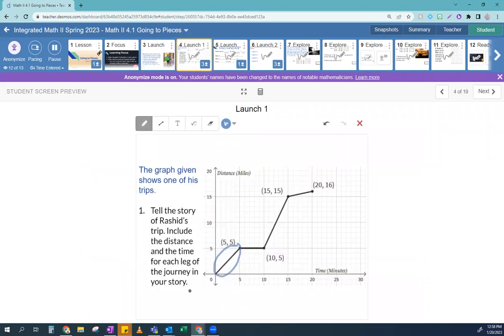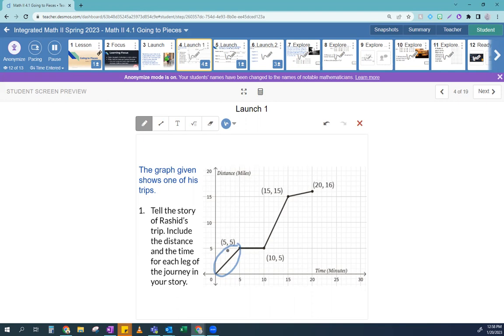So here's what happens. Tell the story for Rashid's trip, include the distance and the time of each leg. And so maybe he gets to a customer. And now if you notice here, the distance is increasing. And then his distance pauses, but notice time doesn't stop. So what could have happened here? Well, maybe he got to the customer's house. Maybe he was pulled over. I don't know. Maybe he was at a really long stoplight.